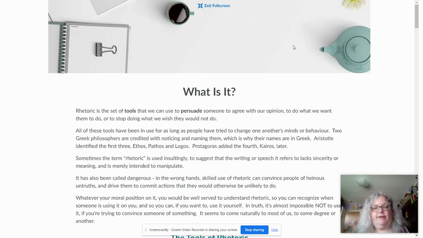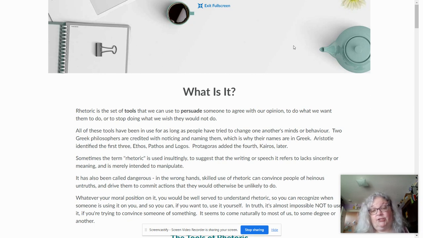Sometimes the term rhetoric is used insultingly to suggest that the writing or speech it refers to lacks sincerity or meaning and is merely intended to manipulate. It has also been called dangerous. In the wrong hands, skilled use of rhetoric can convince people of heinous untruths and drive them to commit actions that they would otherwise be unlikely to do. So these tools are powerful and potentially dangerous.